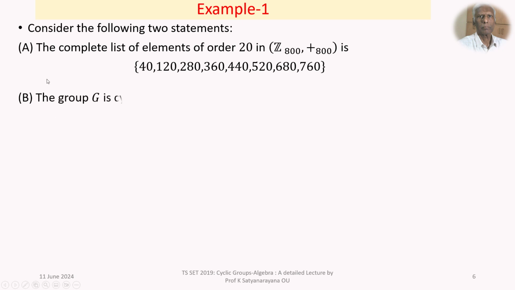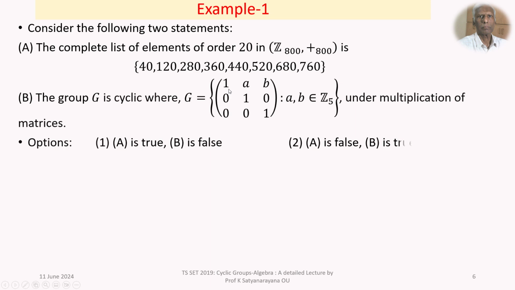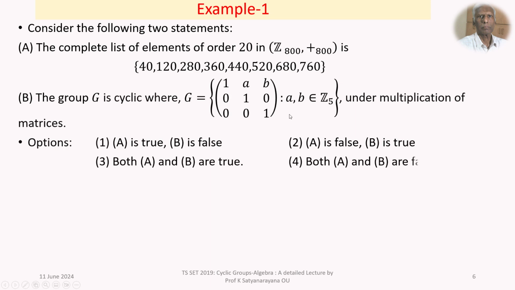Statement B: the group G is cyclic, where G is the set of all those 3 by 3 matrices whose first row is 1, a, b, second row 0, 1, 0, third row 0, 0, 1, where a, b belong to the finite field of 5 elements. a, b belong to Z5, because 5 is prime, so Z5 is a field.